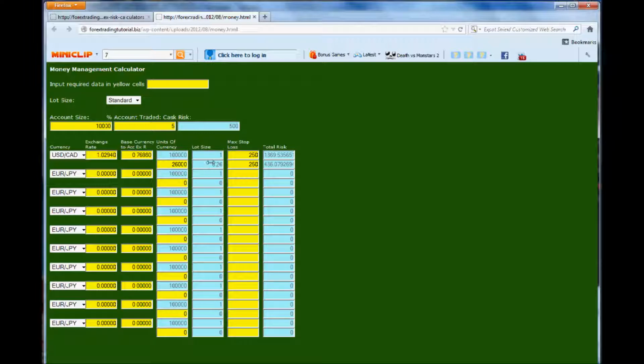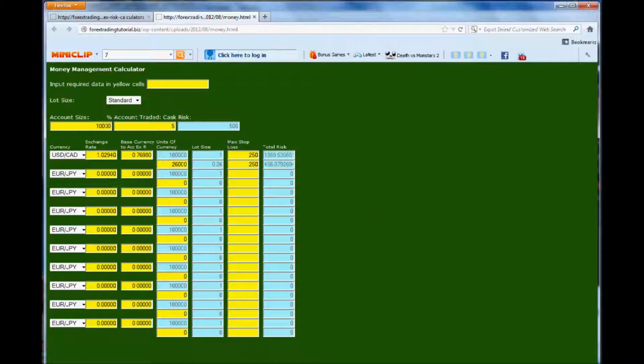So we know we've got a lot size here. It tells us what the lot size is. So we know if we're going to trade, we've got a $10,000 account. We wish to risk 5% of our account, and we wish to have a stop loss of 250 pips. Then the lot size to keep us within this risk is 0.26 for that trade. And it's basically as simple as that. All we need to do is plug in the details.